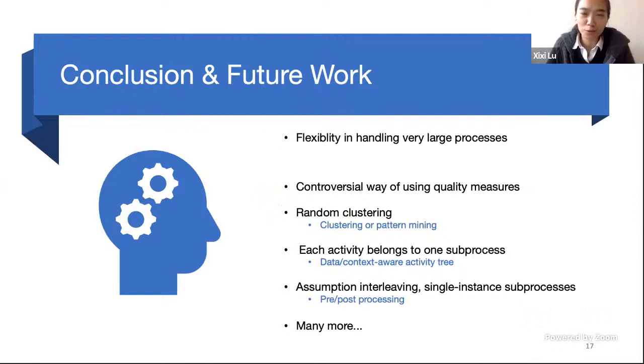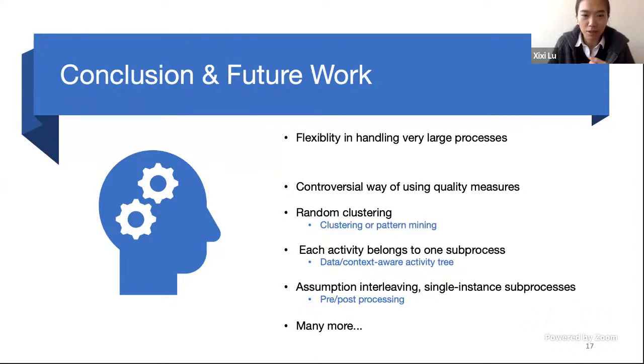This brings me to my conclusion and future work. We have shown that we now have flexibility in handling very large subprocesses. This is, of course, a little bit controversial way of using the quality measures. There's a huge discussion on that. If you're interested, please talk to people who work in conformance checking. We propose a random clustering for discovering the activity tree as an automated approach. Of course, this could be improved by using either clustering, pattern mining, or other techniques. For now, we have one activity can only belong to one subprocess.